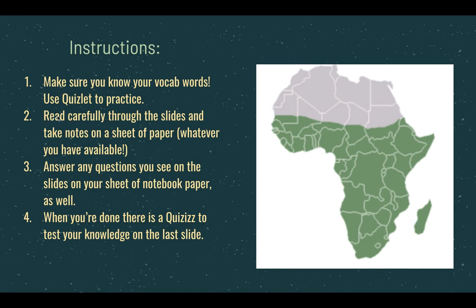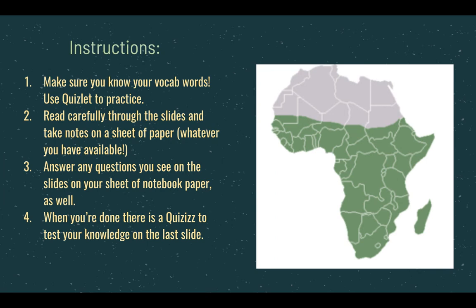Number two, after you've spent 10 to 15 minutes practicing your vocab words, is to read carefully through the slides that are also linked on that instruction page and take notes on a sheet of paper. This sheet of paper can be whatever you have available to you. If it's a sheet of notebook paper, that's great. If it's a sheet of construction paper, that's great as well. Whatever you have available to you at home. You are going to also answer any questions you see on the slides on your sheet of notebook paper as well. Once again, the slides are going to have information and pictures about the geographic features in Africa.